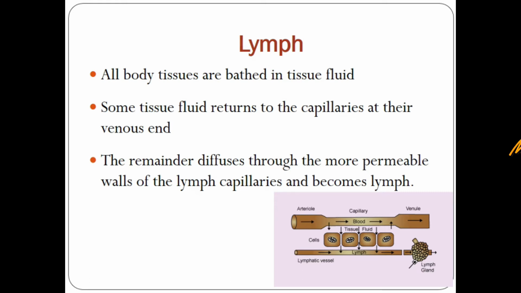Therefore, at the venule end of the capillary, some of them return into the capillaries. That is, in order to remove waste product from this interstitial fluid, and also in order to maintain the volume of this interstitial fluid. So most of this tissue fluid returns to the capillaries at their venous end. But a small amount of this tissue fluid enters into another type of capillaries or vessels which are called lymph vessels. So the liquid inside these lymphatic vessels is called lymph.